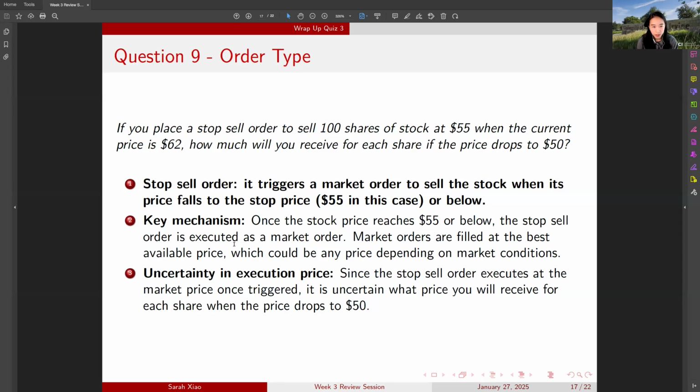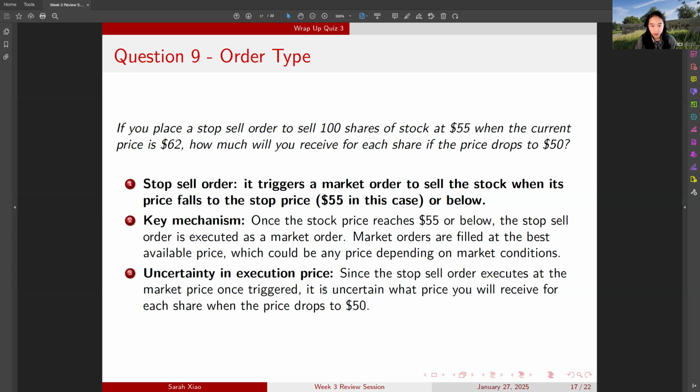We know that for a stop sell order, once the price reaches the $55 stop price or below, the stop sell order is executed as a market order. So a characteristic of a market order is that it will be filled at the best available market price. The market order could be executed at any price depending on the market condition when the order is executed. Therefore, there is uncertainty in price related to the stop sell order. Since the stop sell order is executed at the market price once it is triggered, it is uncertain what price the investor will receive for each share when the price drops to $50.